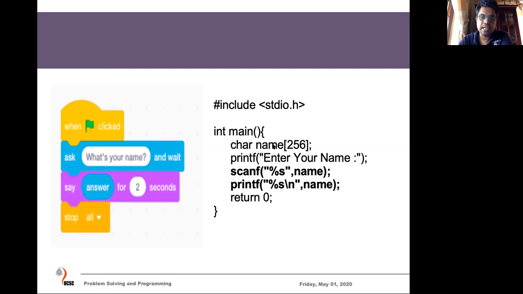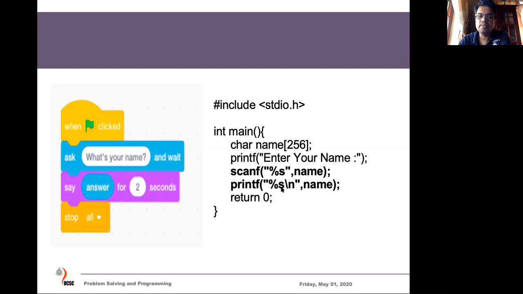When you define an array, or a sequence of the same variable type, usually this name is the address. It consists of the address of the sequence. Because of that, we don't need to specifically get the address of this name. So we just pass %s and the name. It reads the sequence of characters and stores them in this character array.